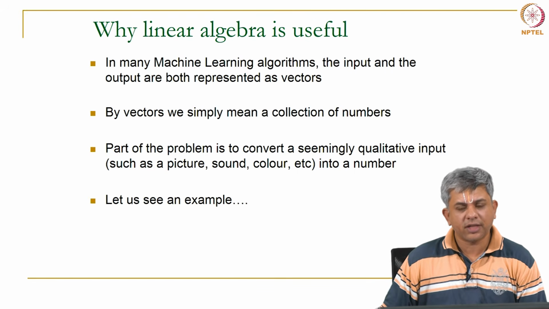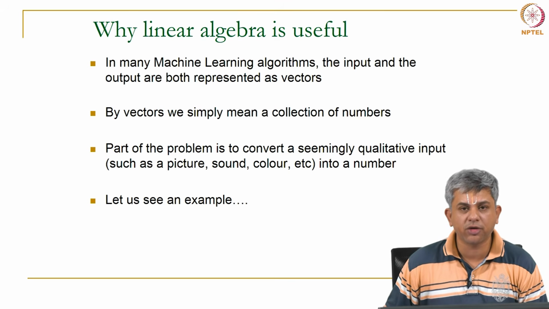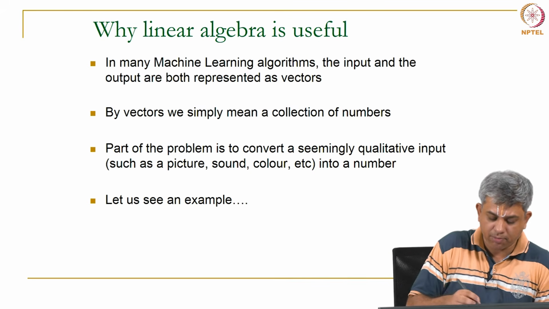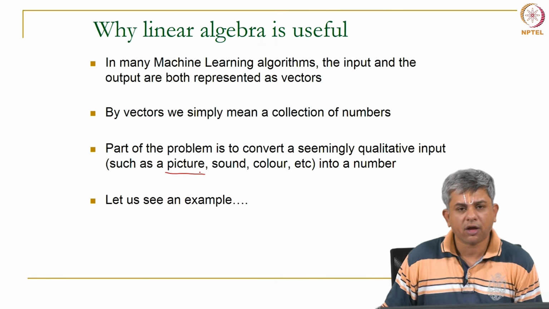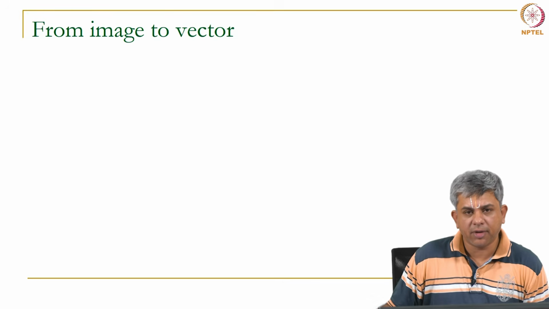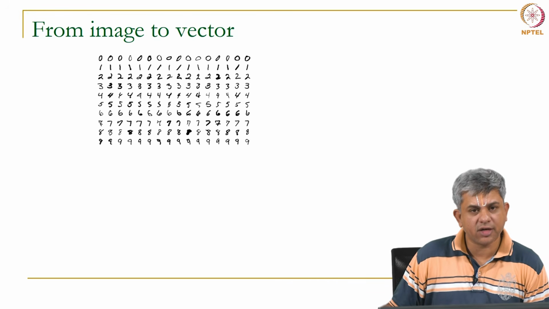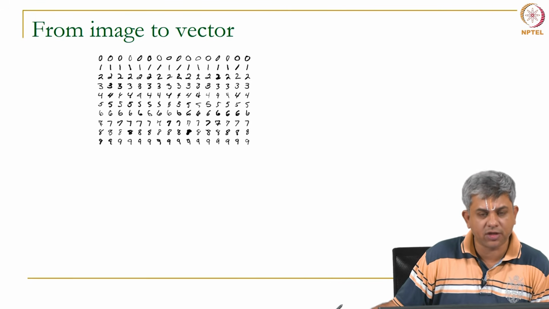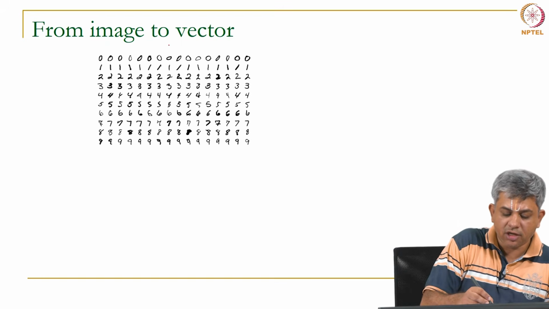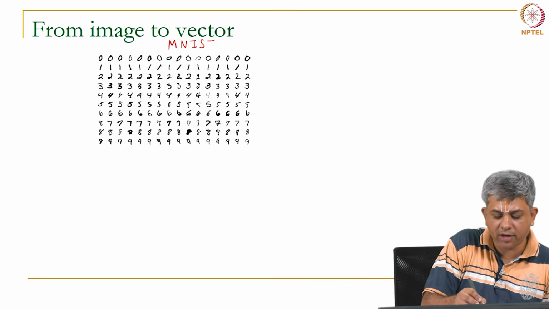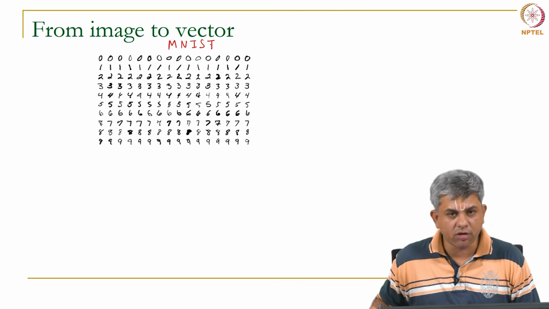So, let us see how we can do this. What I am going to show in the next slide is how we can actually convert what looks like a qualitative input, for example a picture, into a number. So, how do you take an image and turn it into a vector? Here is an example. You can see on your screens a whole bunch of zeros and ones. These are handwritten digits. This database is called the MNIST database. We will look at this in detail when we come to convolutional neural networks.